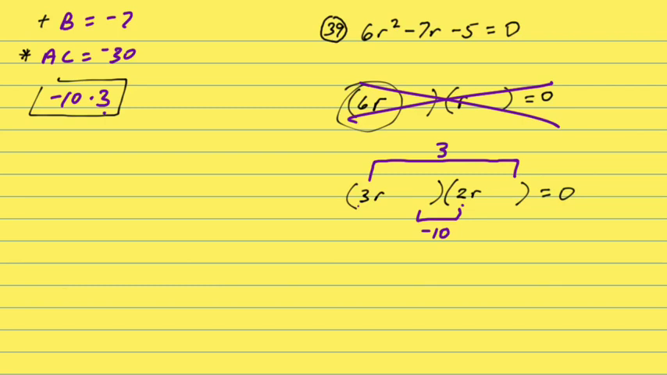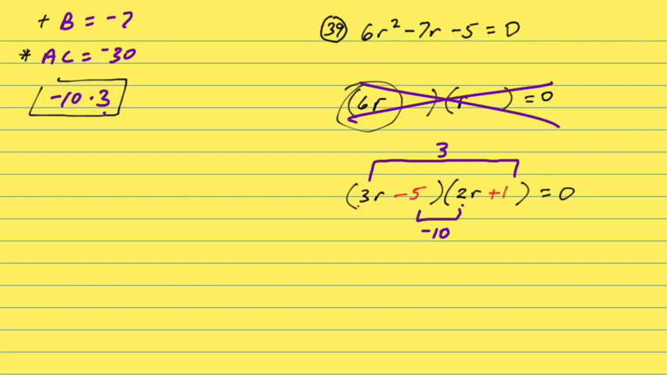Now again, we have to think. 3 times what is 3? I'll say it again. 3 times what equals 3? That would be a positive 1. Let's do this one. 2 times what is negative 10? That'd be a 2 times negative 5 would give me negative 10.